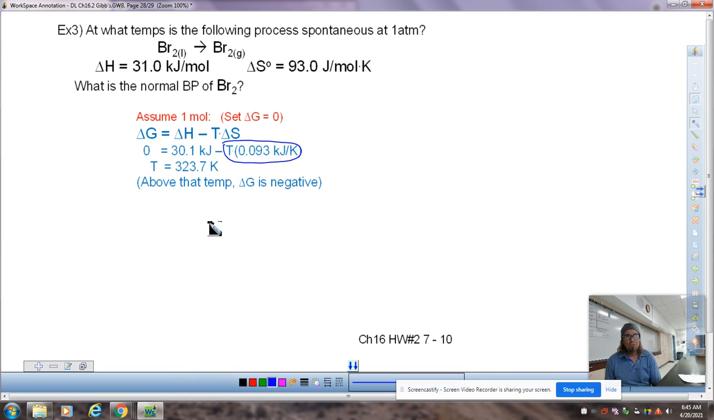What is the normal boiling point of bromine? I think if we were to Google search that, we're going to see that it's going to say 323.7 Kelvin. All right, because this Gibbs free energy equation is going to support what our boiling temperature is, because that's where the process becomes spontaneous.